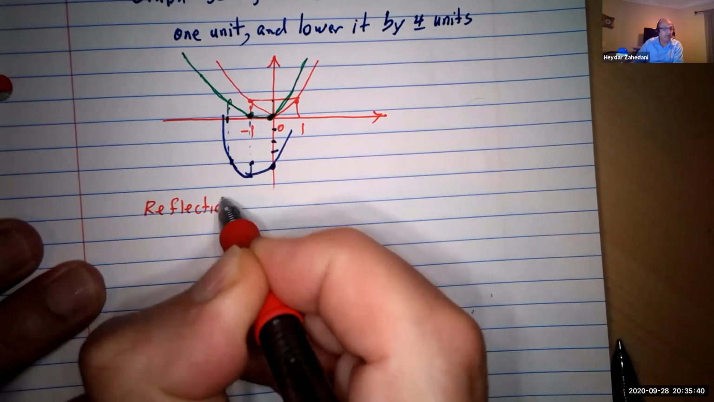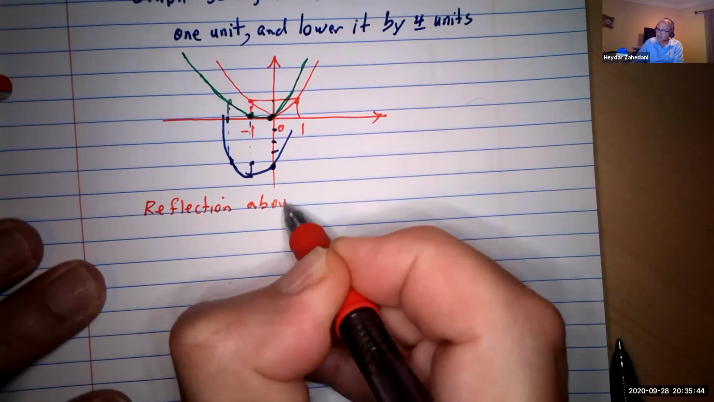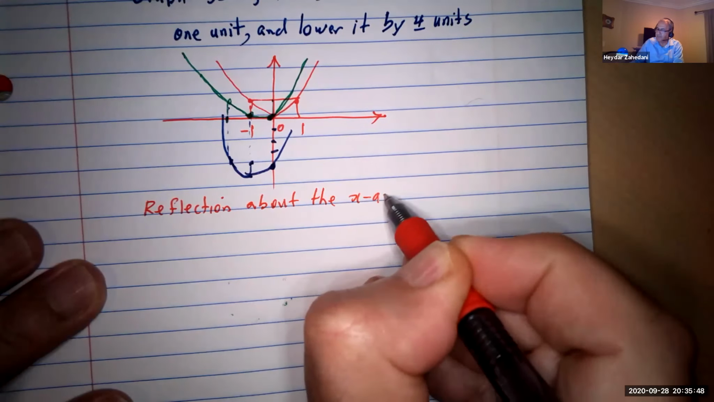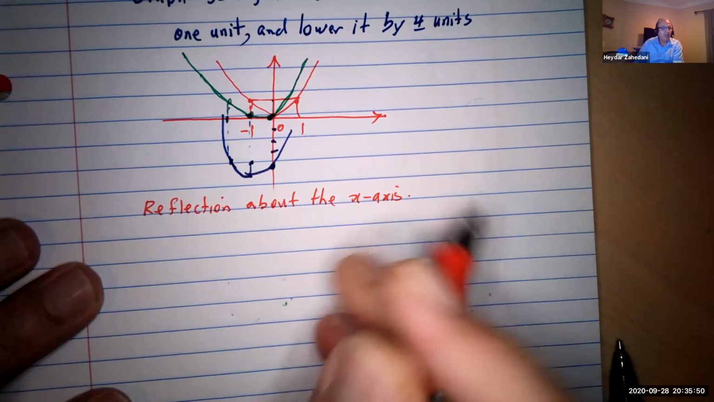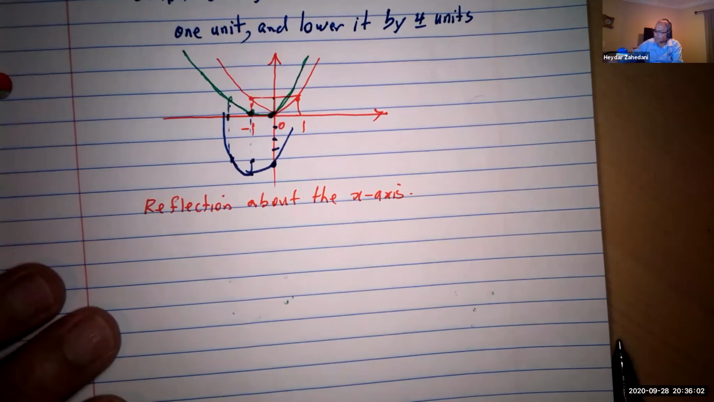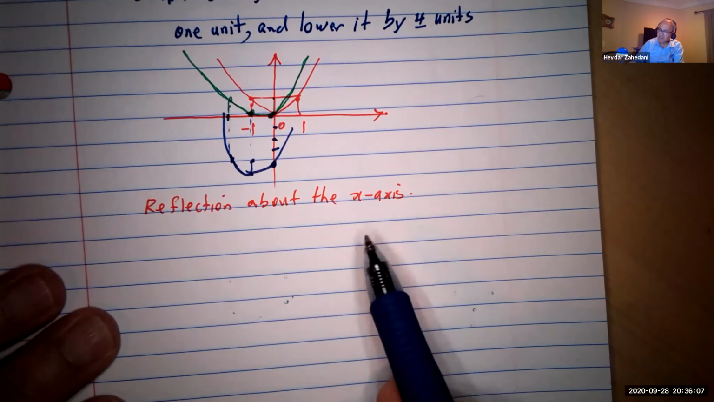Okay, put in the mirror. Reflection about the x-axis. About the x-axis means you put the mirror on the x. You see, that's a symmetric property. So in this case, you have to change y into the negative y, like the one that we did.